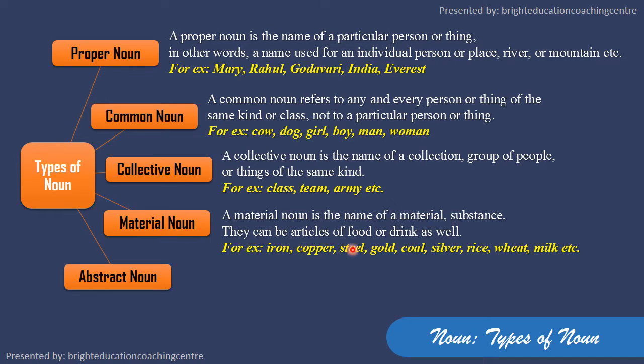Iron, copper, steel, gold, coal, silver, rice, etc. All these belong to a particular material and hence will be considered as material nouns, because these are materials, these are substances.